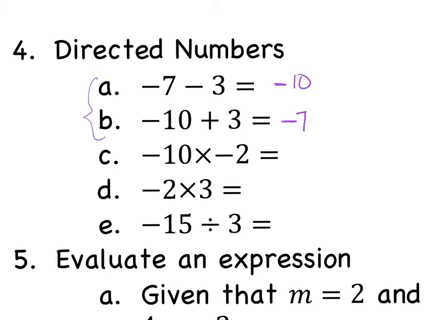This is for addition, these are multiplication and division. When we're multiplying, two negatives multiplied by each other will give us a positive, so that'll be positive 20. A negative by a positive will give us a negative, so that'll be minus 6. And a negative divided by a positive will give us a negative, so that will give us minus 5.